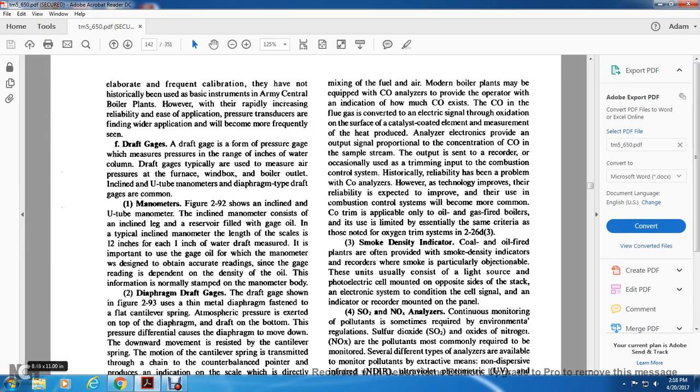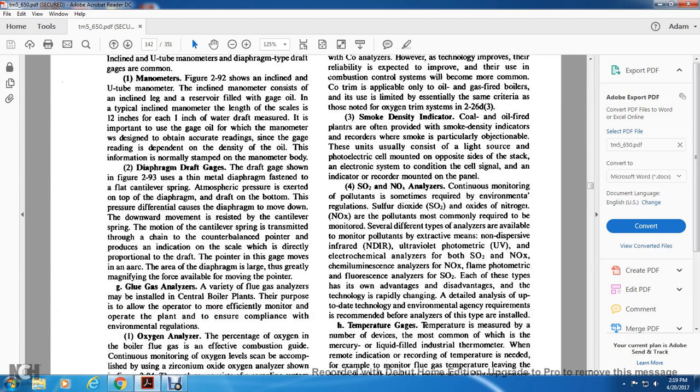Manometers. Figure 292 shows the inclined manometer with the U-tube, specifically an inclined leg with a reservoir filled with gauge oil. Typically the inclined manometer's scale length is 12 inches for each 1 inch of water draft. It is important to use the gauge oil the manometer was designed for to obtain accurate readings, since the gauge reading is dependent on the density of the oil. This information is normally stamped on the manometer.